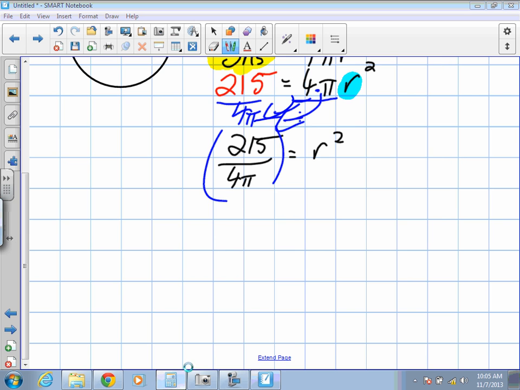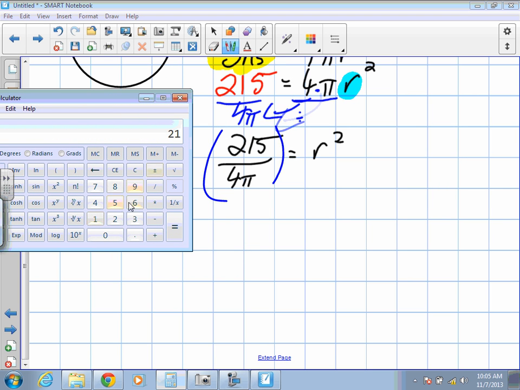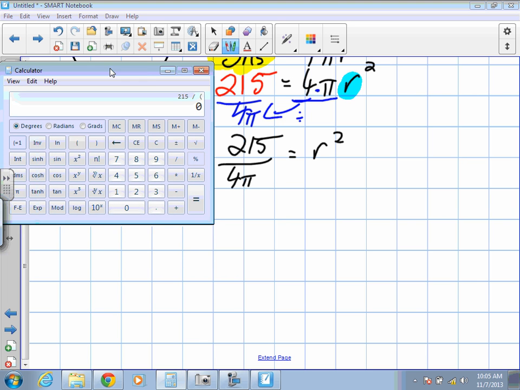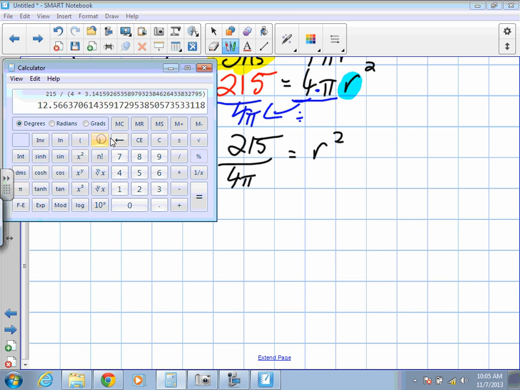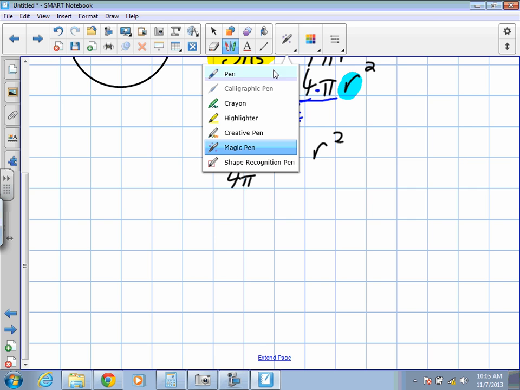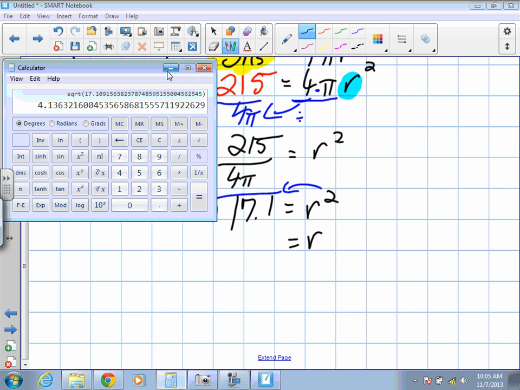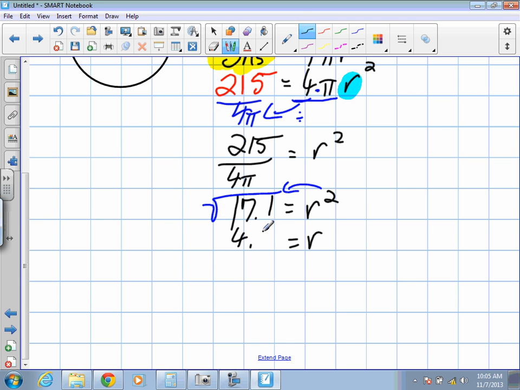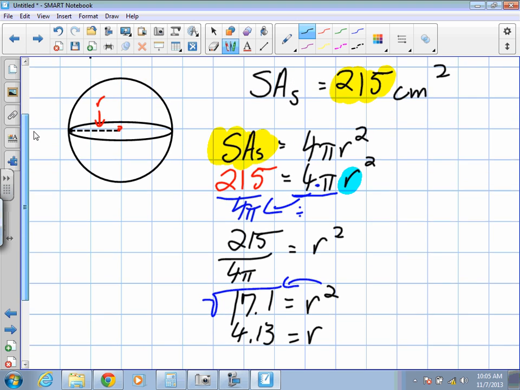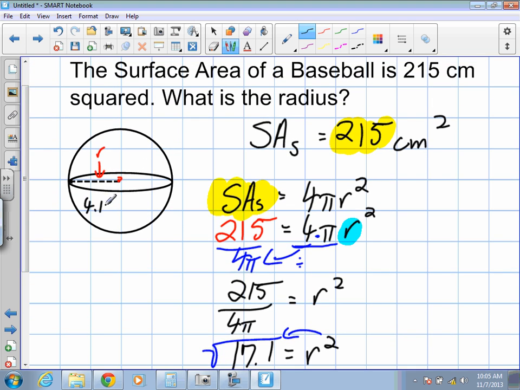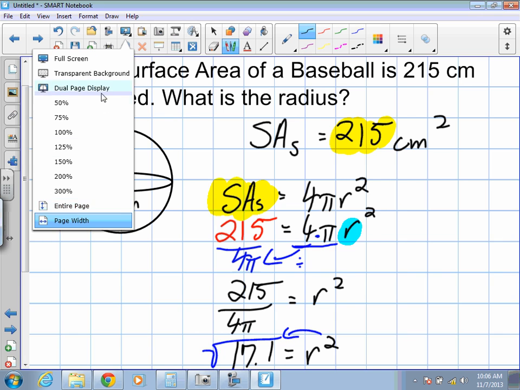So let's work through that. 215 divided by bracket. I've got to put my brackets around this. 4 times pi, end bracket, is equal to 17.1. On your calculators, it'll probably be a lot easier to put together. 17.1 is equal to r squared. Are we done? Do we have the radius? That's right. We find the square root of this value, so the radius of this object is 4.13. And because it was centimeters squared before, and this is just a distance, it's just centimeters. We don't do anything else with those values. So that's everything we've done for surface area of the sphere.